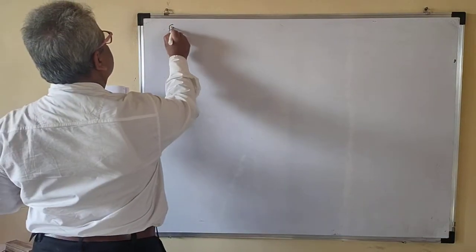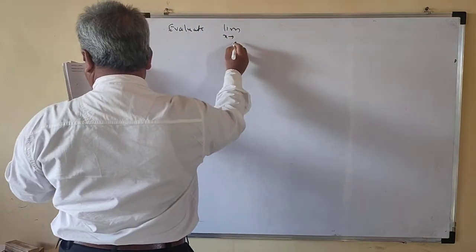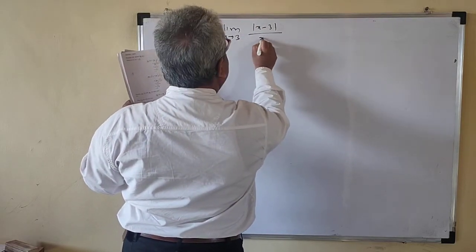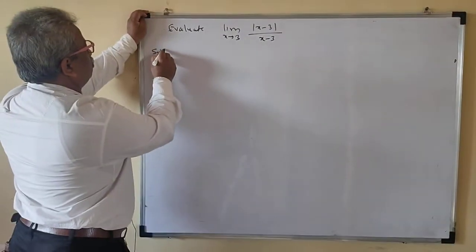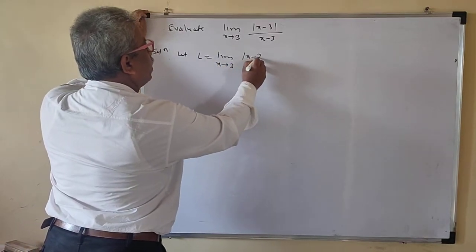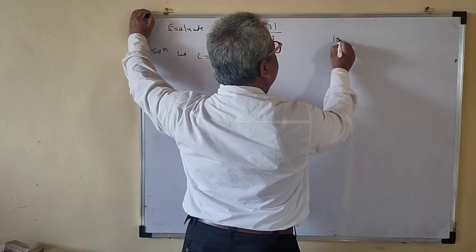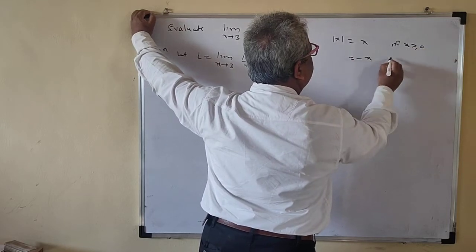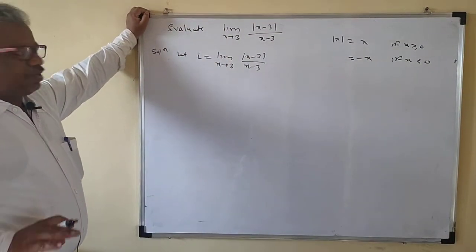Evaluate limit x tends to 3 of mod of x minus 3 upon x minus 3. Okay, solution. Let limit x tends to 3 of mod of x minus 3 upon x minus 3. We know that mod of x is x if x is greater than or equal to 0, and this is minus x if x is less than 0, or less than or equal to 0. Doesn't matter because minus 0 is same as 0.